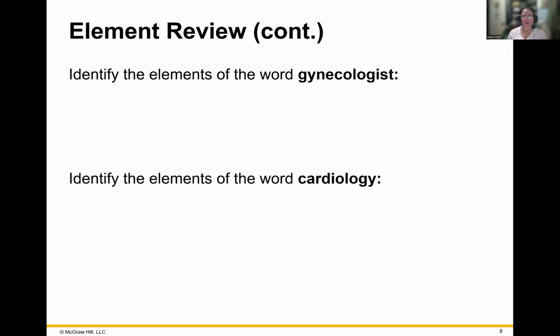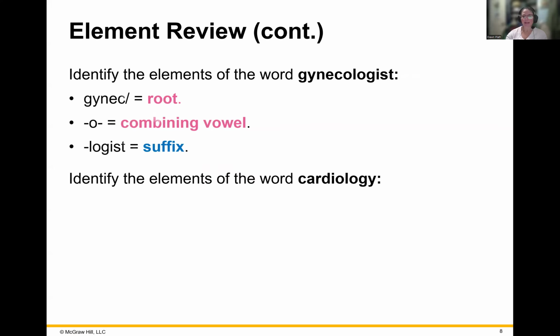All right, let's continue on. So let's talk about gynecologist. For females, a lot of people have gynecologists, so we break it down. Gynec means woman, that's the root word. When you add the O into it, it doesn't change the meaning, it's just gyneco. And then logist means one who specializes in the study of women.